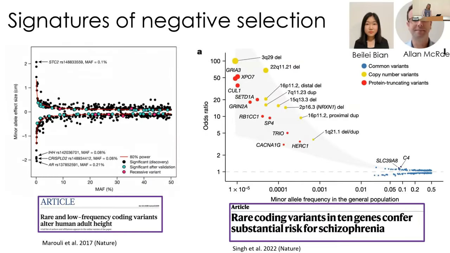This is a classic way that we think about selection and the evidence of selection. On the x-axis, we've got minor allele frequency, and on the y-axis, effect size. You can see the shape of the curves is exactly what we expect when selection is taking place: variants of large effect are only likely to be present in the population at low frequencies, and otherwise selection acts to stop them from reaching too high a frequency. Here showing this for height on the left-hand side and schizophrenia on the right-hand side.